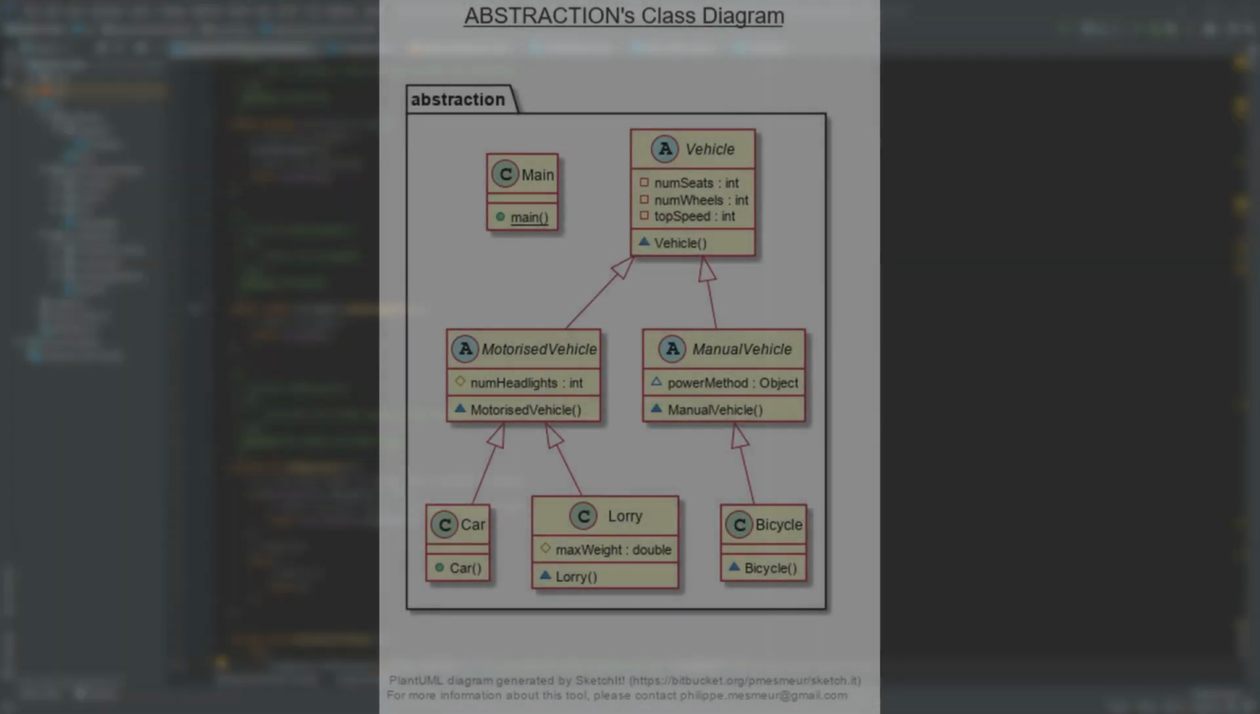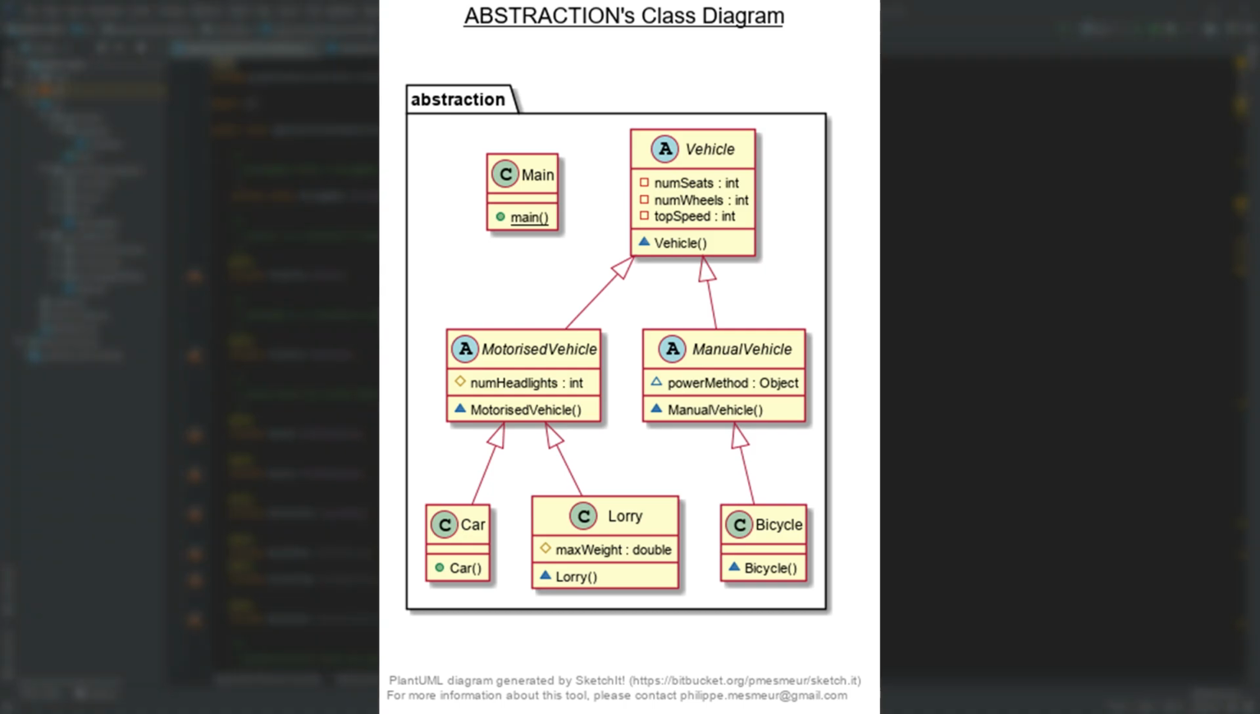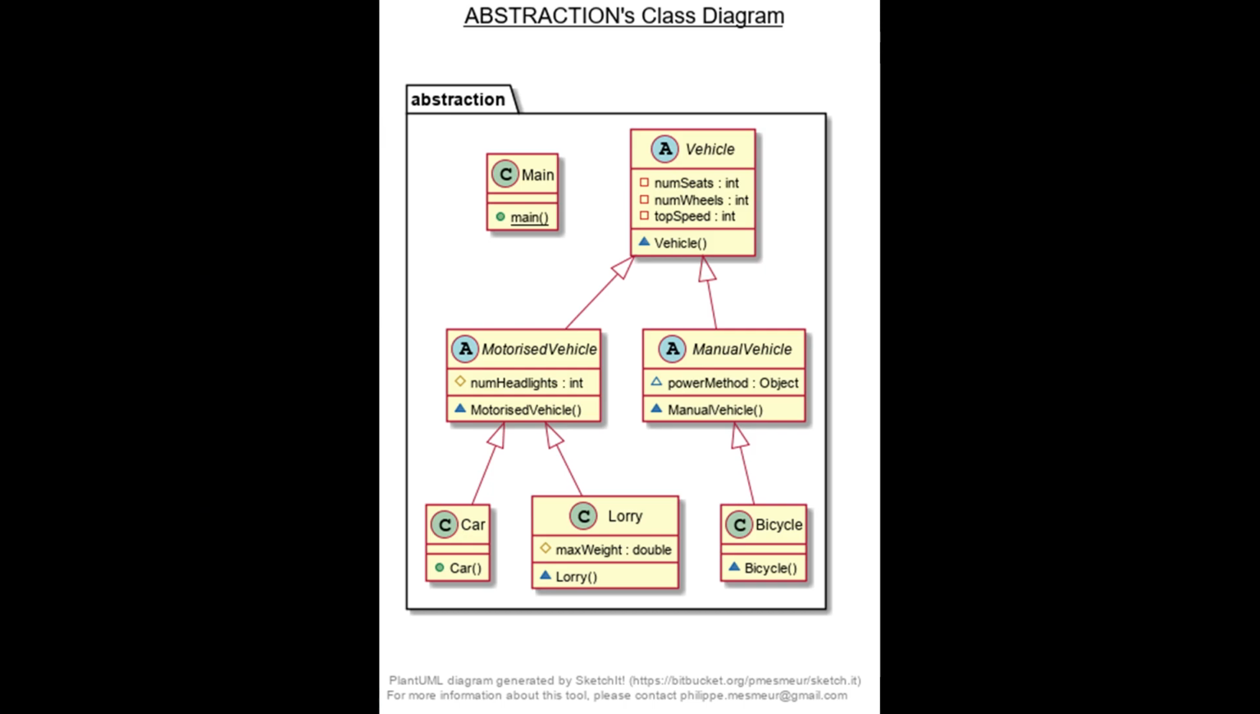So here's a quick example of a class diagram, and it shows our classes that we've declared here. We have the abstract class vehicle, of which the two classes, motorized vehicle and manual vehicle, are inherited. On top of that, we then have the three actual classes, car, lorry, and bicycle, which inherit from motorized vehicle and manual vehicle, respectively. And that's an example of how you can plan your class structure or how you can display it to other users and other developers.